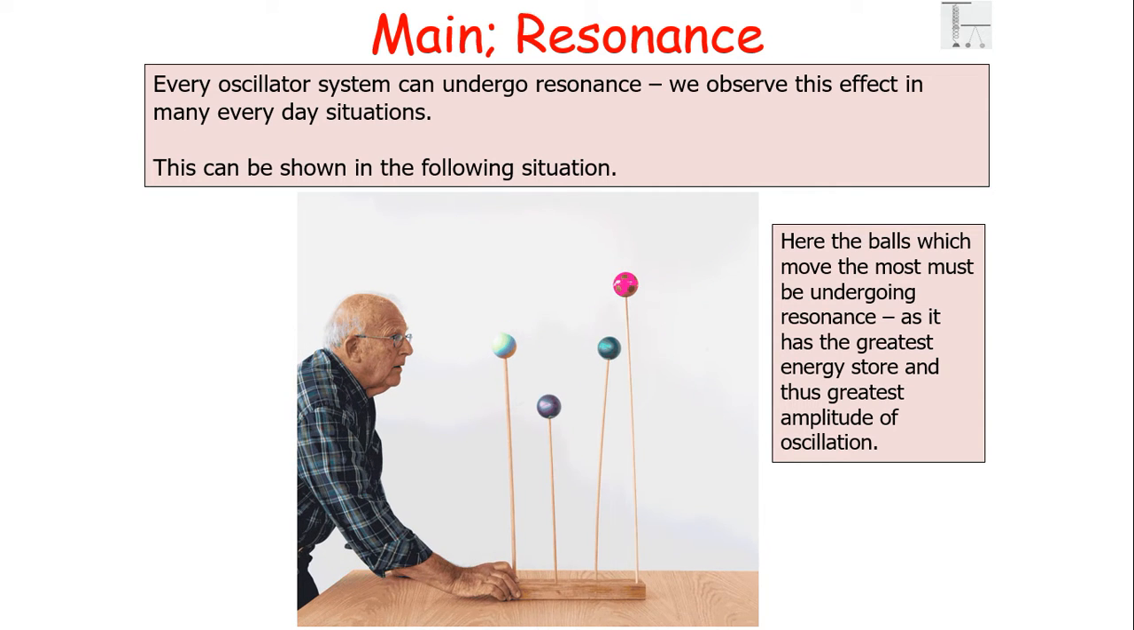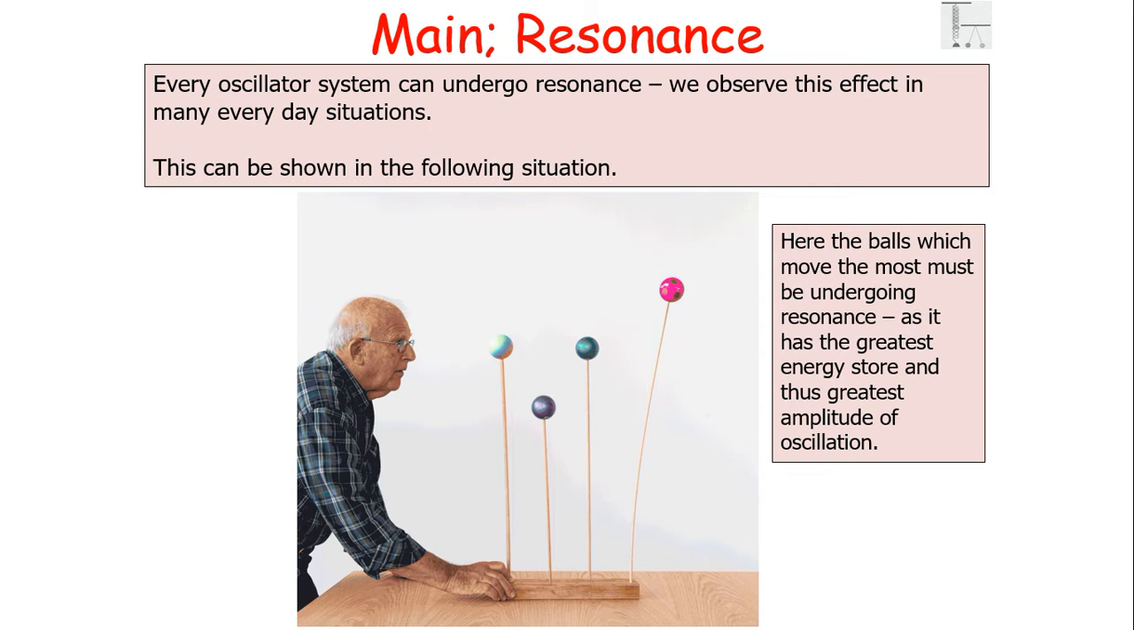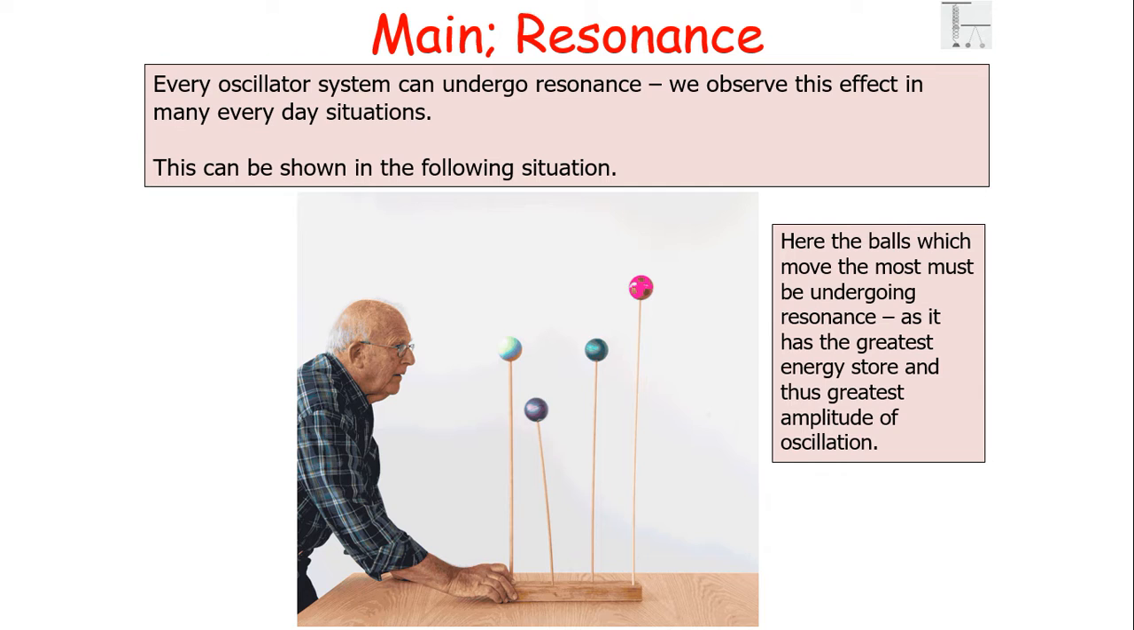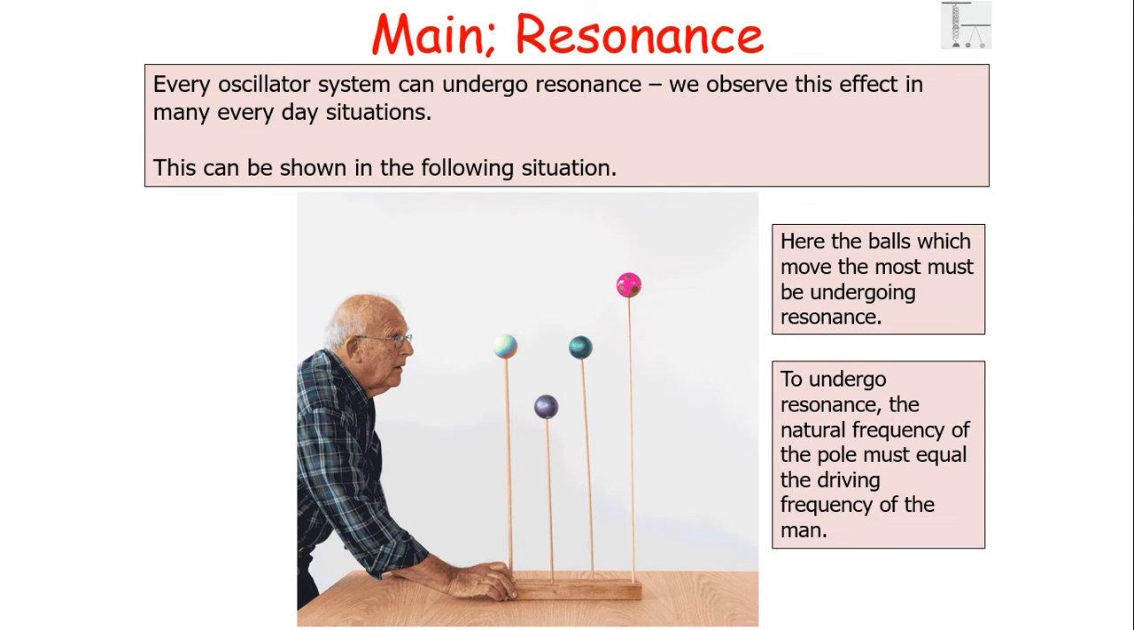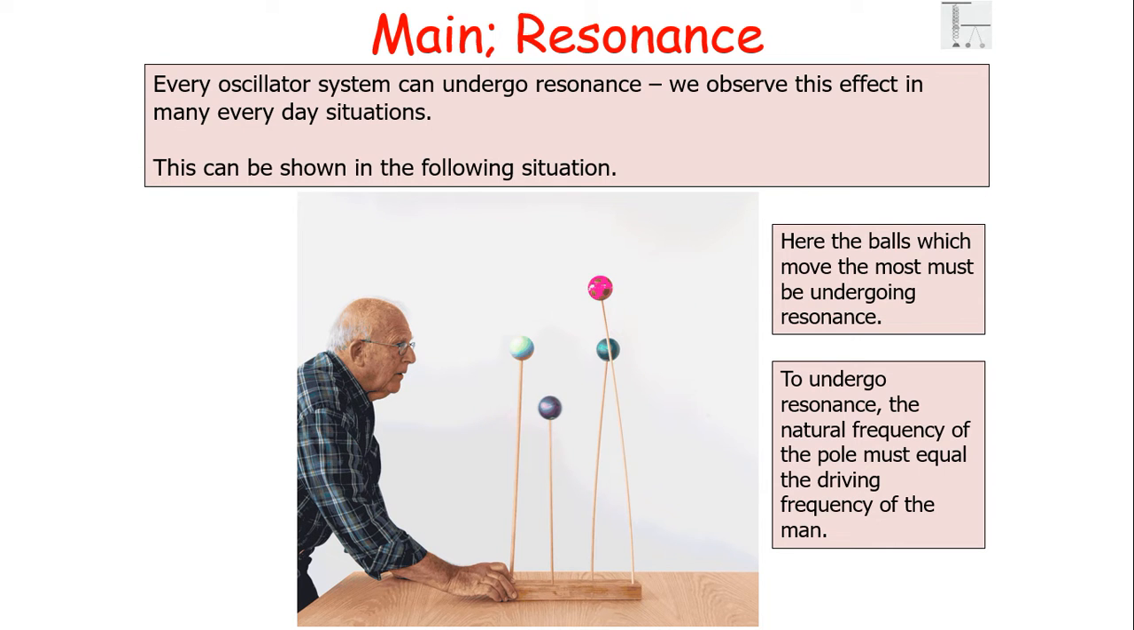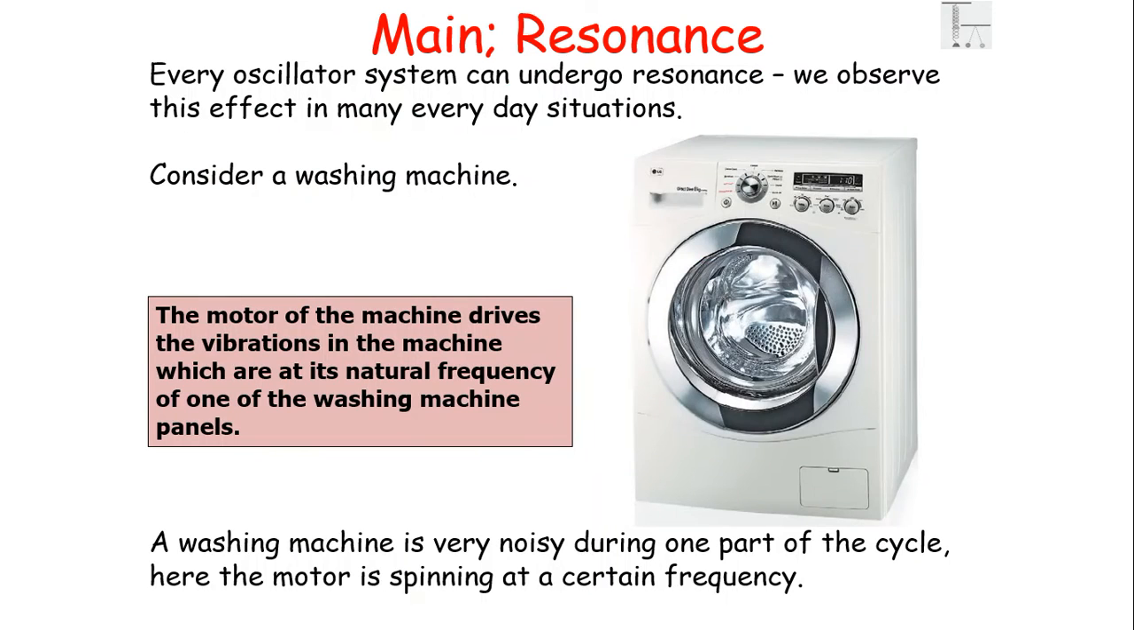So in this particular situation, the ball which moves the most must undergo resonance, as it has the greatest energy store and thus the greatest amplitude of oscillation. So to undergo resonance, the natural frequency of the pole must equal the driving frequency produced by the man. Another example is a washing machine.